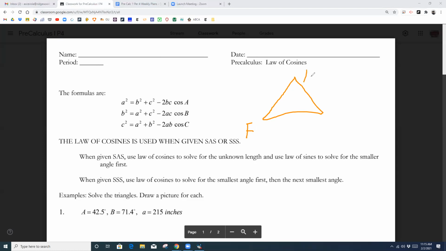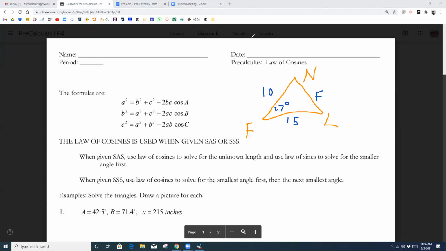We'll go for the Super Bowl. So this is triangle NFL. You were given that this angle was 27 degrees, this side was 10, and this side was 15, and you have to find side F. Now, how do you know which one of these formulas to use?